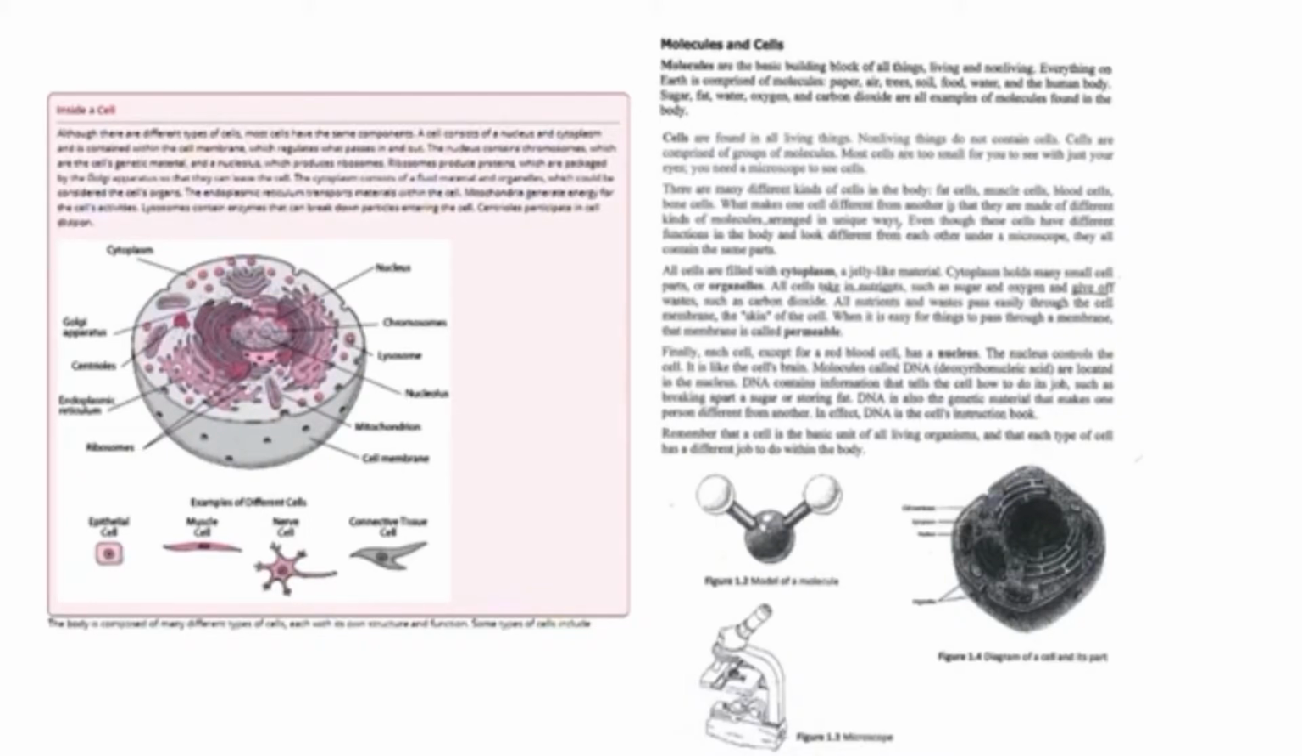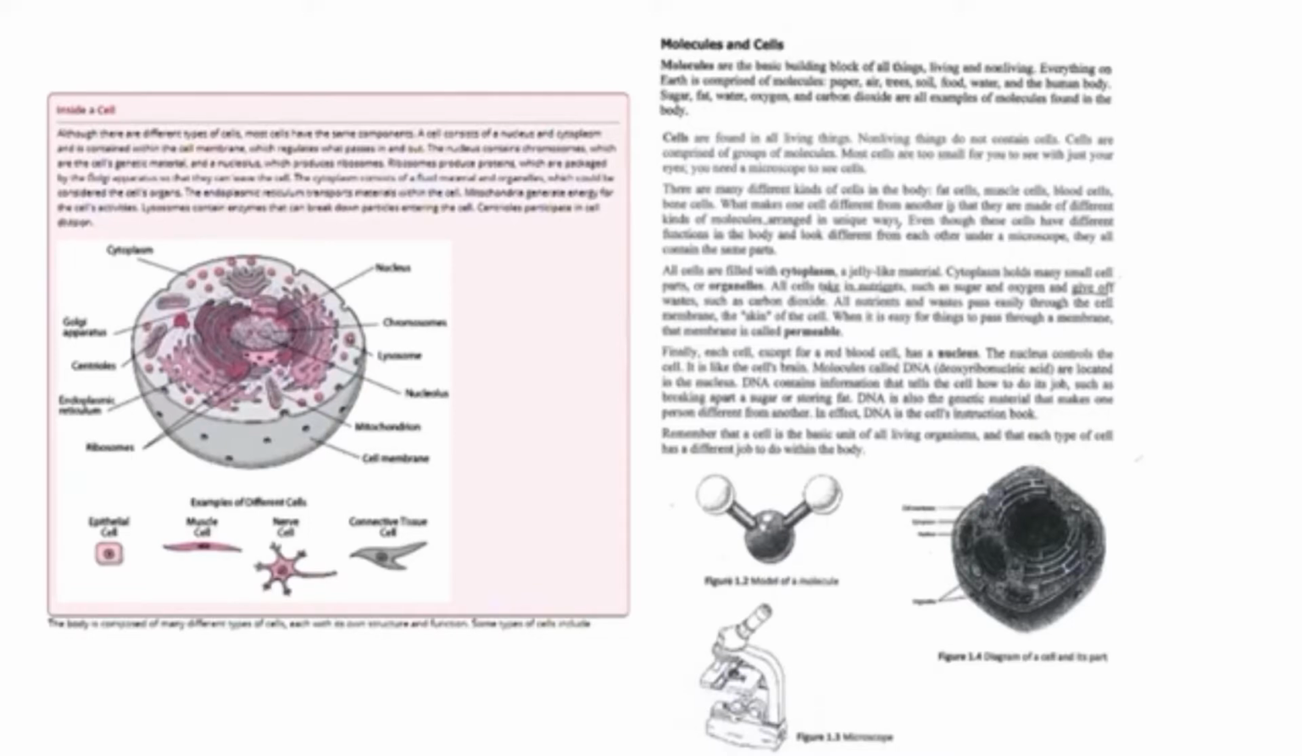All cells are filled with cytoplasm, a jelly-like material. Cytoplasm holds many small cell parts, or organelles. All cells take in nutrition, such as sugar and oxygen, and give off waste, such as carbon dioxide. All nutrition and waste pass easily through the cell's membrane, the skin of the cell. When it is easy for things to pass through a membrane, that membrane is called permeable. Finally, each cell, except for the red blood cell, has a nucleus.